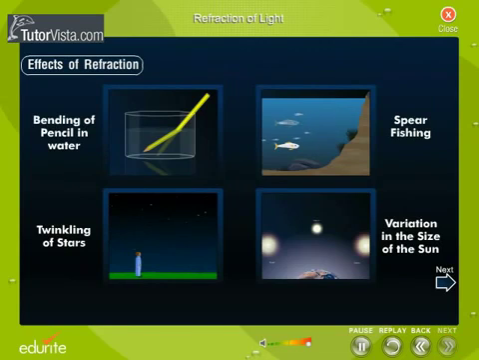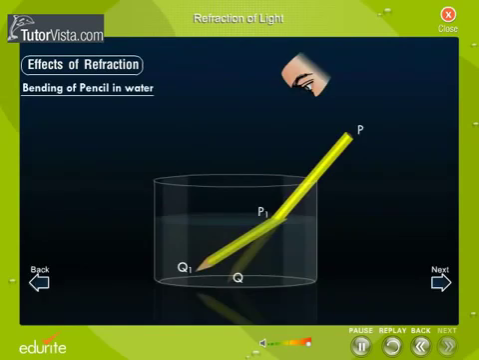Here are some of the effects of refraction. A straight pencil, PQ, when immersed obliquely in water, a portion of it appears to be shortened and raised up as P1Q1 under the water. Let us understand this with the help of a ray diagram. Rays of light from the point Q are traveling from water to air. As the rays of light are traveling from a denser medium to a rarer medium, they bend away from the normal. After refraction at the surface, they appear to be coming from point Q1, which is true for each and every point of the part of the pencil which is immersed in the water.